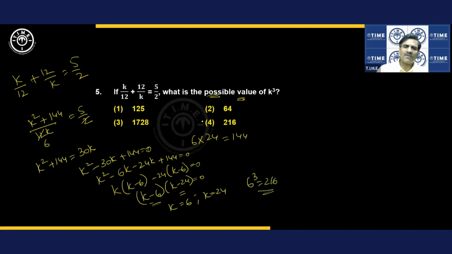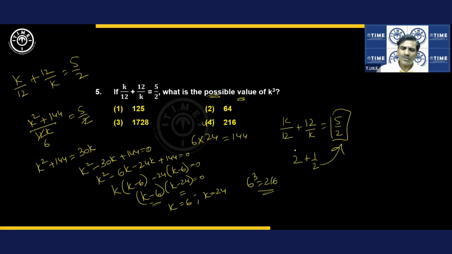Right? So the answer for this question will be choice 4. But if you observe carefully here, the left hand side is in the form of k by 12 plus 12 by k. The right hand side is 5 by 2. And we all know from basic observation of numbers, like 2 plus half is 2 and a half, which is nothing but 5 by 2. So that means k by 12 should be equal to 2, or k by 12 should be equal to 1 by 2.